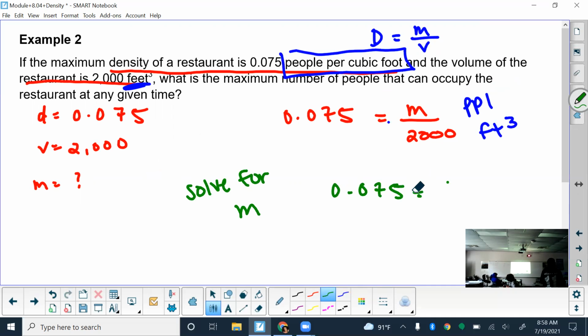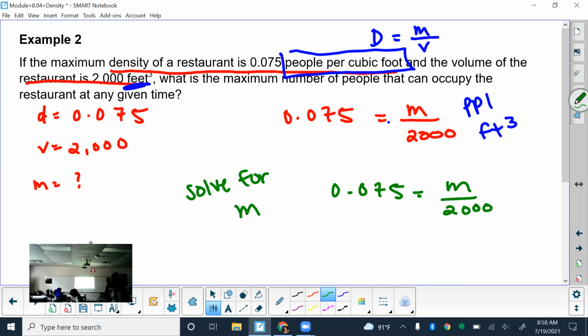Remember when we did the trig functions? It's the same steps for when you're isolating a variable. So what can I do to get the m by itself? You subtract 2,000. Is subtracting the opposite of dividing? No, you multiply. Good. So you do the opposite of dividing, which is multiplying. So multiply it on the right side to cancel it out. And whatever you do to one side, you have to do to the other side. So m equals 2,000 times 0.075.